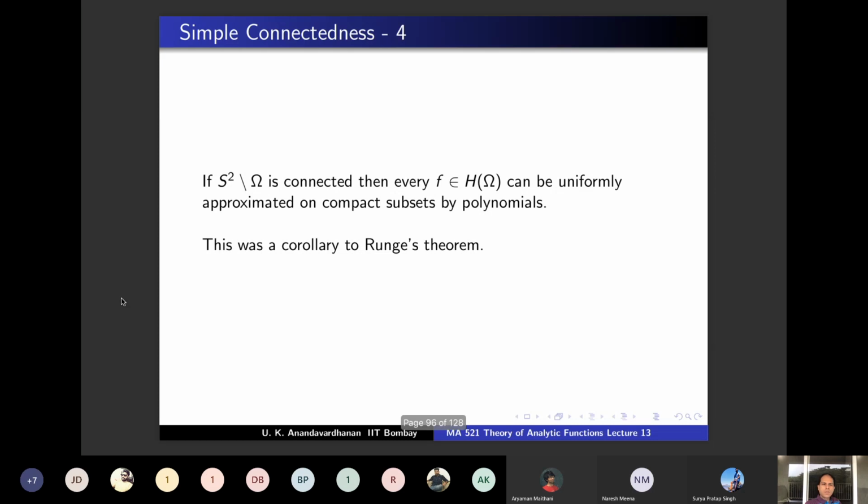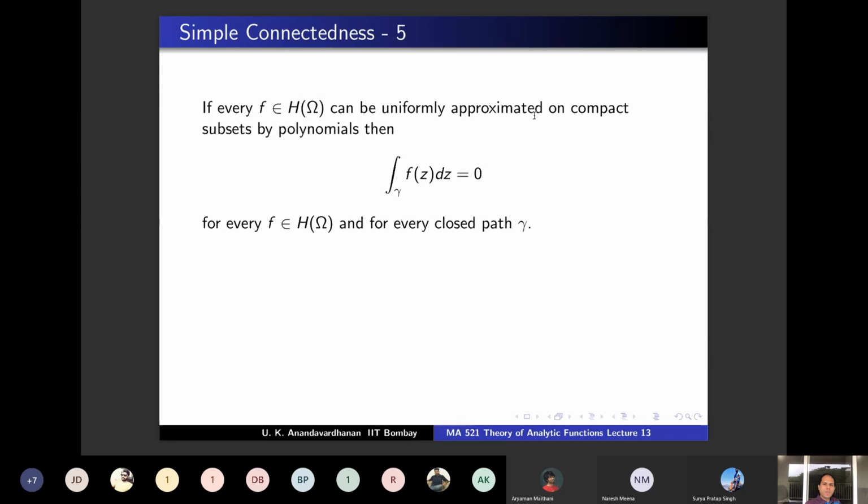Now assume every holomorphic function can be uniformly approximated on compact subsets by polynomials, and the claim is something like Cauchy's theorem: the integral over gamma of f(z) dz is 0 for every f in H(omega) and for every closed path gamma. So omega is such that every holomorphic function can be uniformly approximated on compact subsets by polynomials, and we are going to claim that the integral of f(z) dz is 0 for every closed path gamma and for every holomorphic function f.